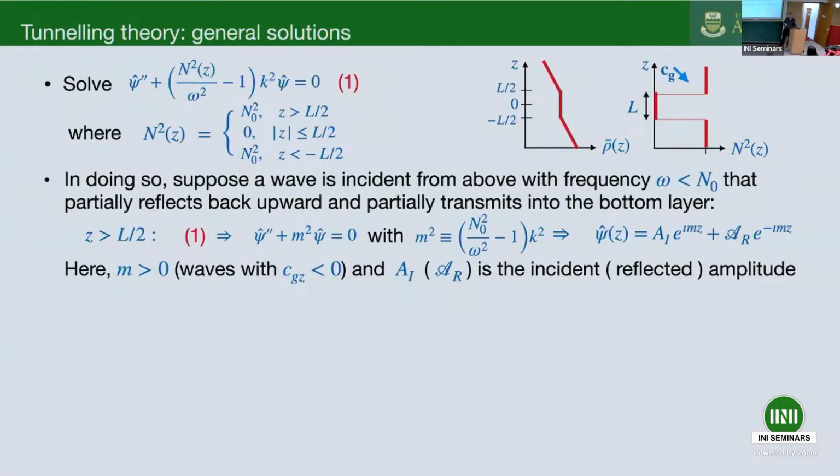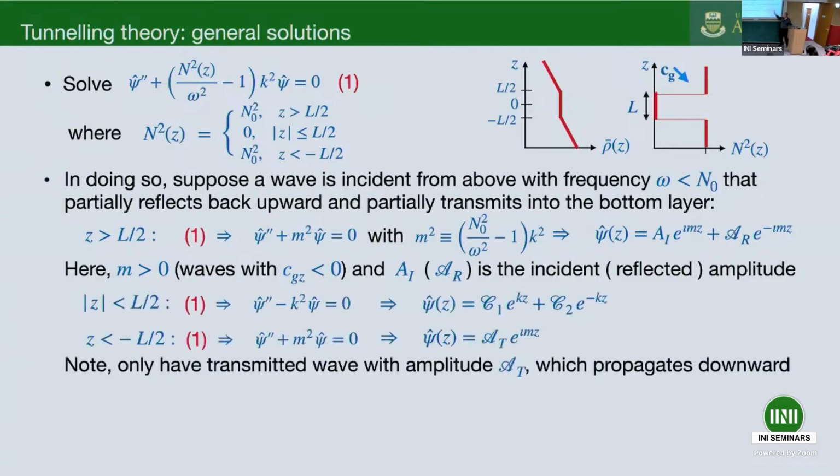And then, quickly, in the middle region, N is 0, so we just have a minus k squared. That gives us our exponential solutions. And because of causality, we're assuming the wave comes in from the top. We can only have waves go out from the bottom. We can't have waves come in from the bottom. That would be due to some other process. So now we have our vertical structures, but we have all these unknown coefficients.